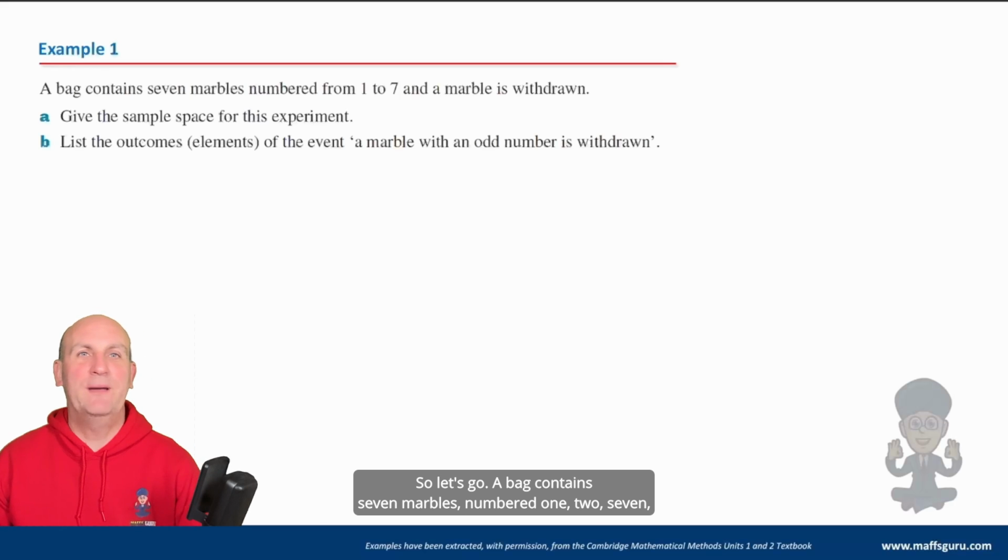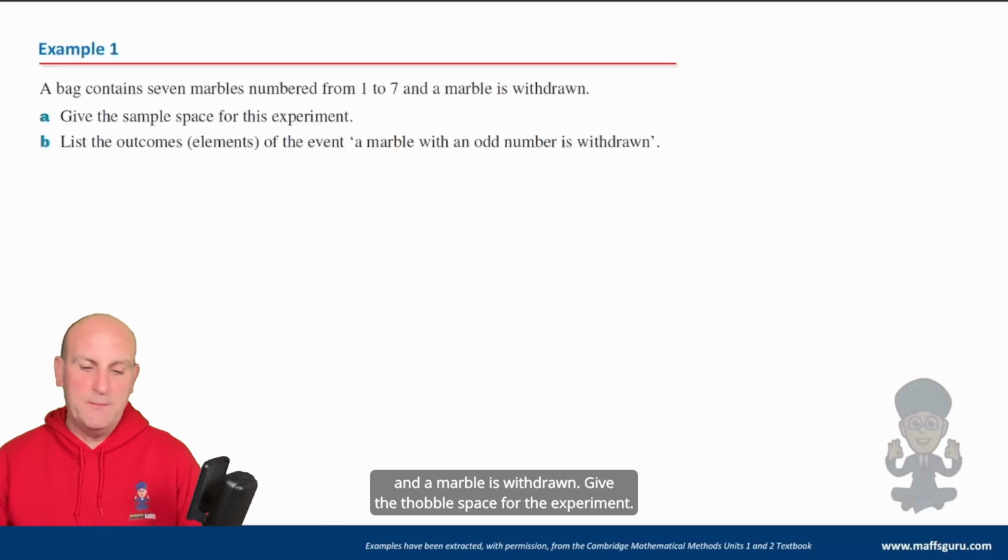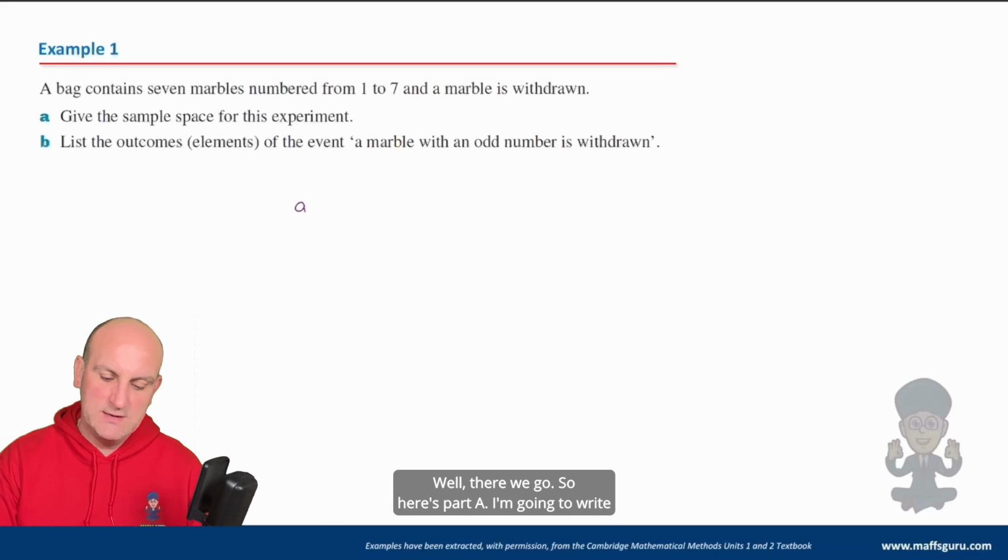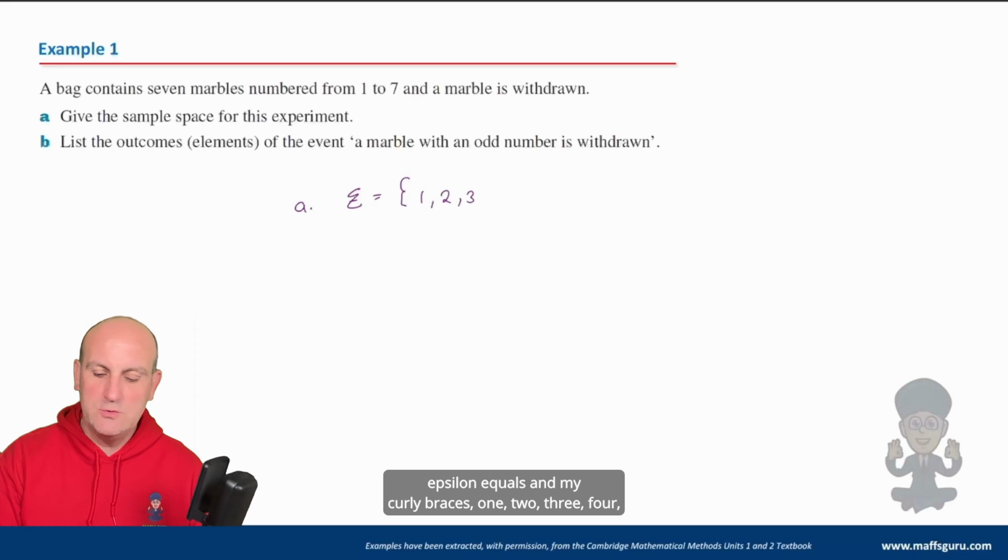So let's go. A bag contains 7 marbles, numbered 1 to 7, and a marble is withdrawn. Give the sample space for the experiment. Well, there we go. So here's part A. I'm going to write epsilon equals, and my curly braces, 1, 2, 3, 4, 5, 6, and 7.